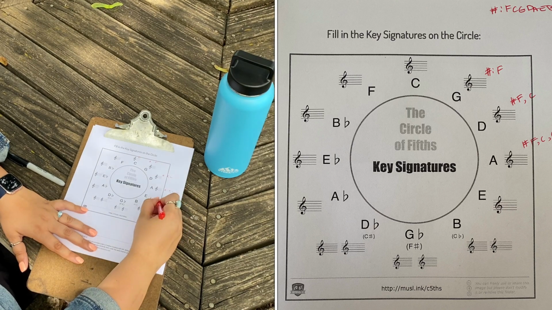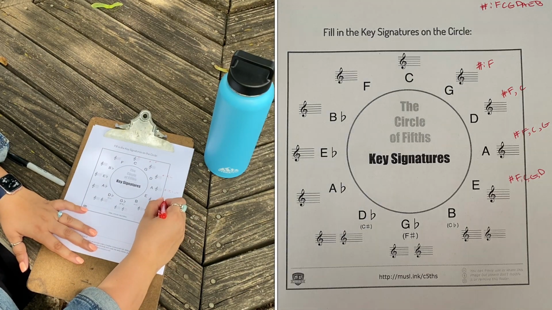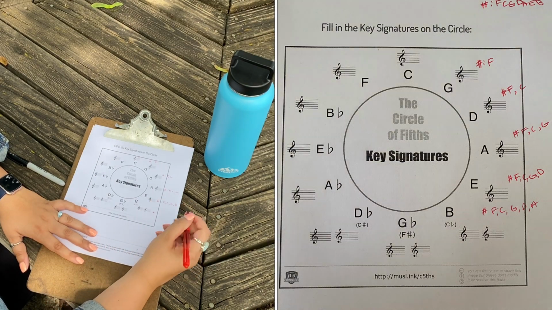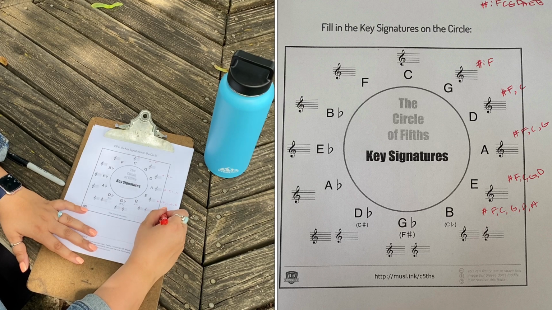E major has 4, it's F, C, G, D. This one, B major, has F, C, G, D, A.